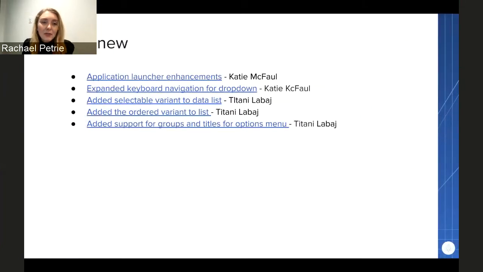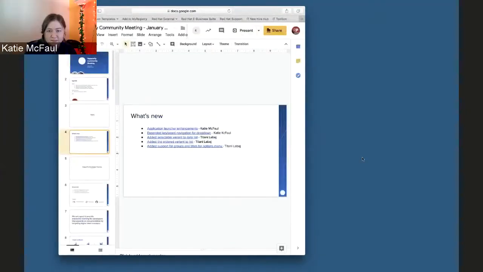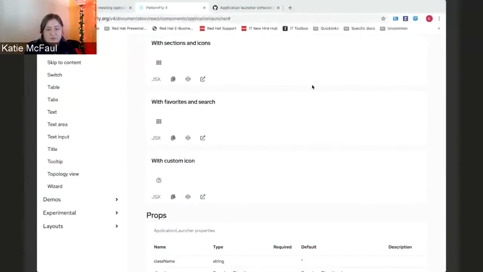Okay, to start off with features and enhancements, Katie and Tatani, I will pass it off to you. All right, I'll begin. Let me just quickly share my screen here. So I'll be going over the new features for Application Launcher, and by extension, some new features that I implemented for Dropdown as part of that. So for Application Launcher, the two new major features are Favorites and Search, which is on our documentation site right now that you can go check out. And this is what it looks like.